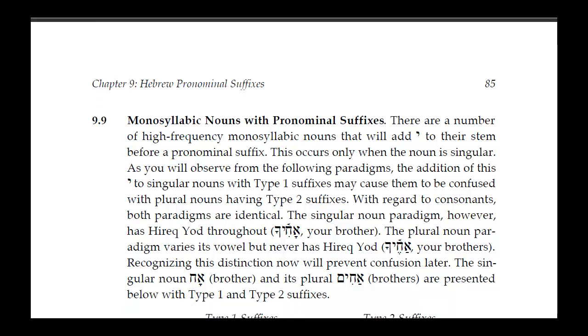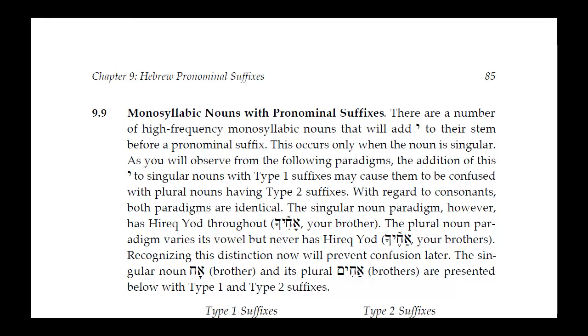So with regard to consonants, both paradigms are identical. The singular noun paradigm, however, has a hireq yod throughout, like your brother, achicha. This is what I just talked about, achicha. The plural noun paradigm varies its vowel, but never has a hireq yod. It has a segol yod in here. So recognizing this distinction now will prevent the confusion later.